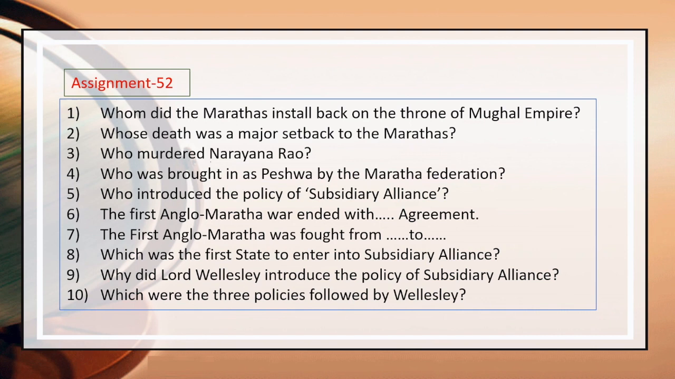Assignment 52, question number 1. Whom did the Marathas install back on the throne of the Mughal Empire? Question number 2. Whose death was a major setback to the Marathas? Question number 3. Who murdered Narayana Rao? Number 4. Who was brought in as Peshwa by the Maratha Federation? Question number 5. Who introduced the policy of subsidiary alliance?